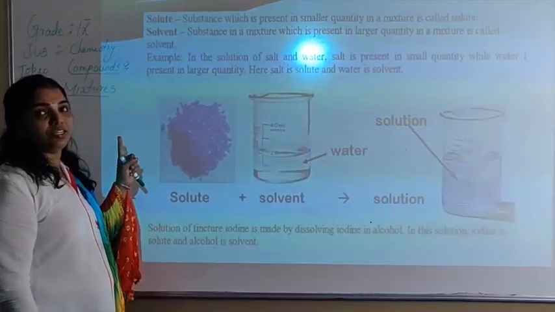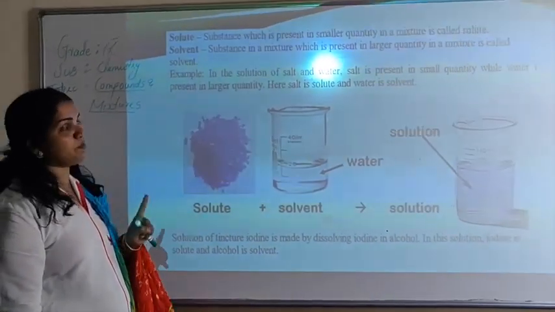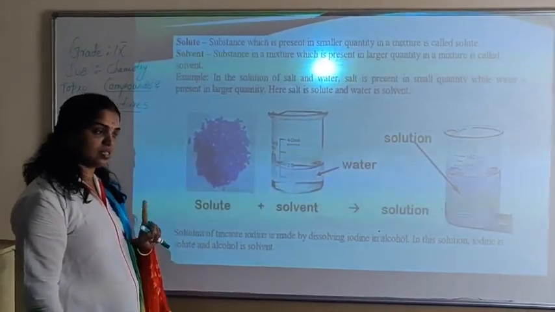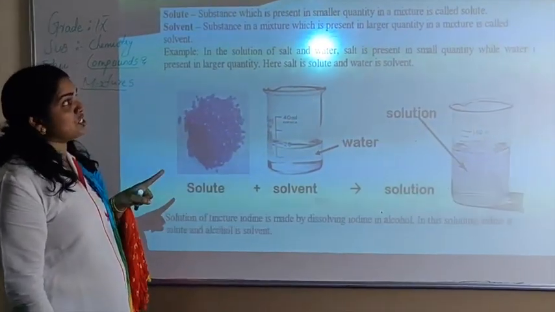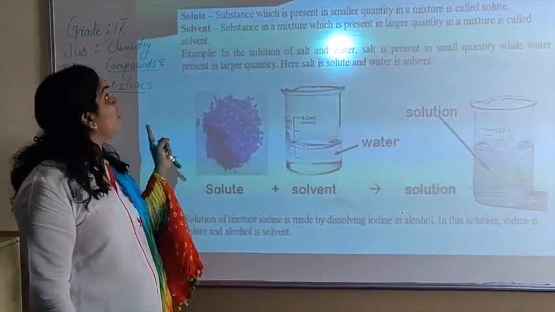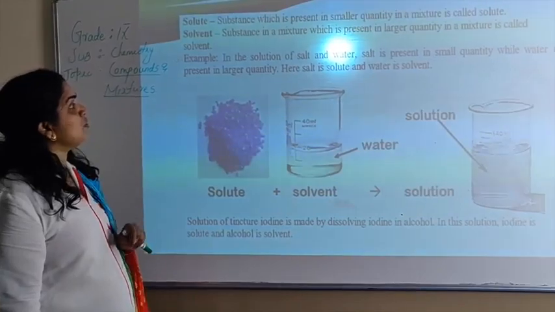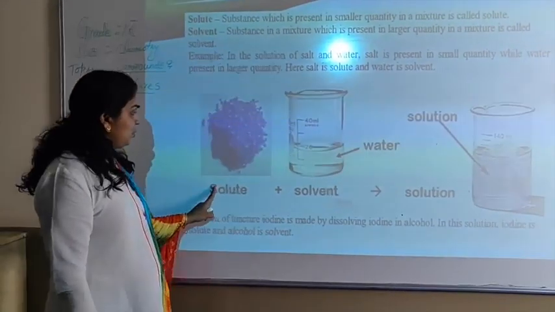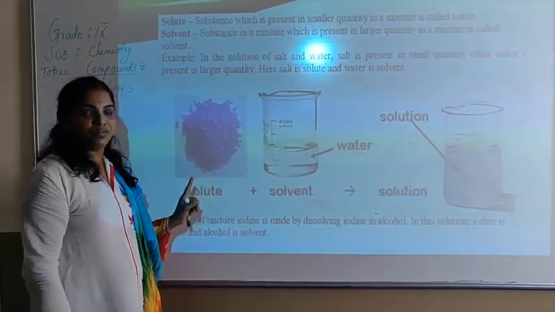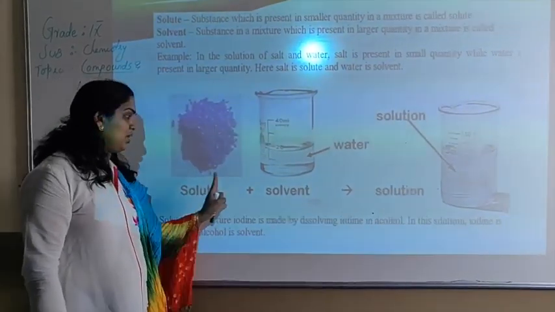So solute, what is the definition of solute? Substance which is present in smaller quantity is known as solute. The substance in the mixture which is present in larger volume, that is called solvent. So here the example, solute plus solvent gives the solution. Which are the components of solution? One is solute, another one is solvent.